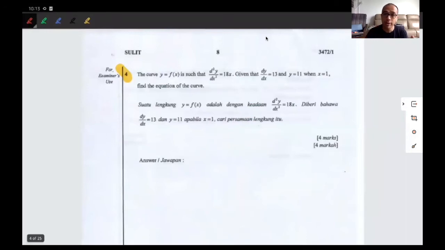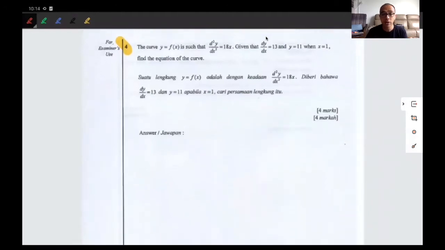Okay, this is probably a slightly difficult question. Now, the curve of y equals to fx. So, kita diberi satu curve lah, satu lengkung. Okay, and then we're given d2y dx2. Okay, ini adalah differentiate second time sudah.